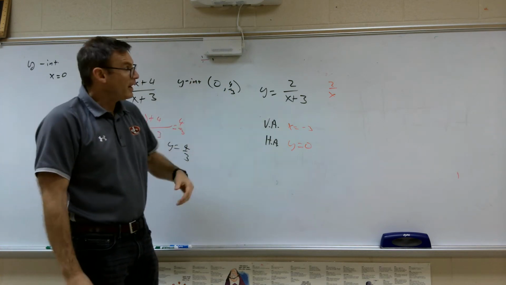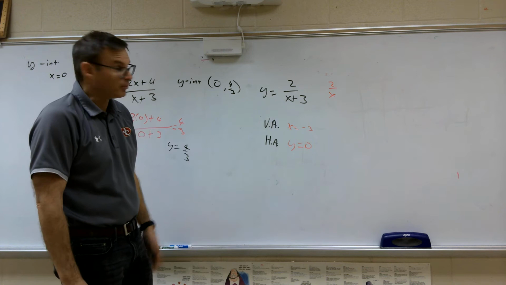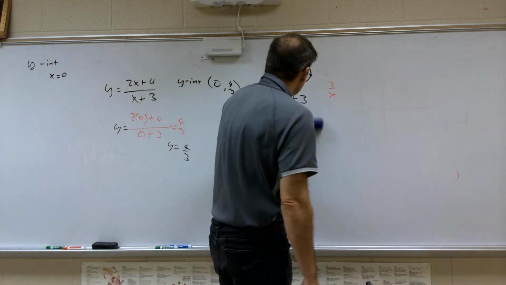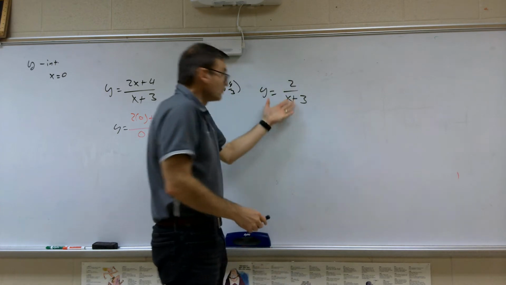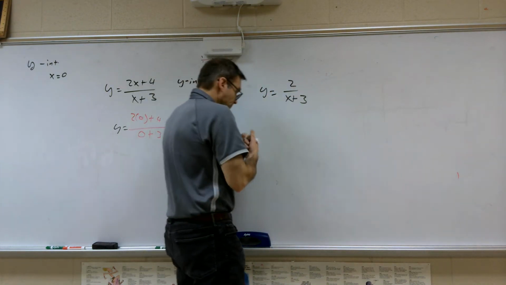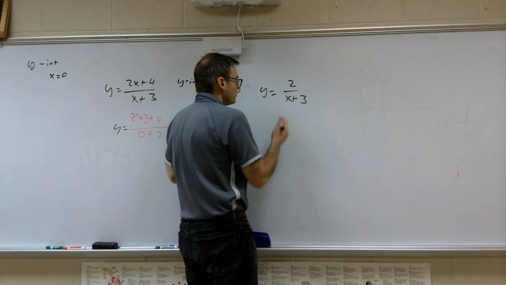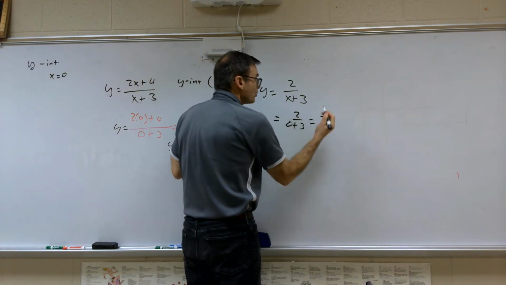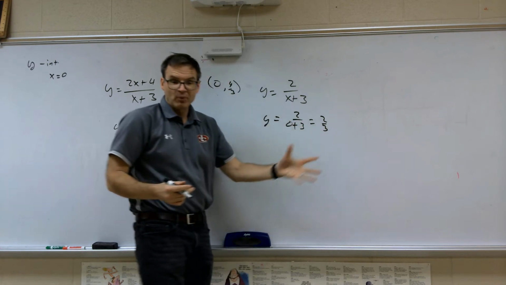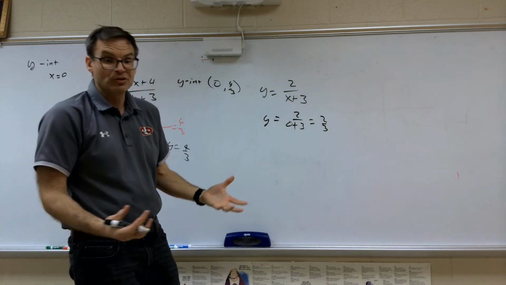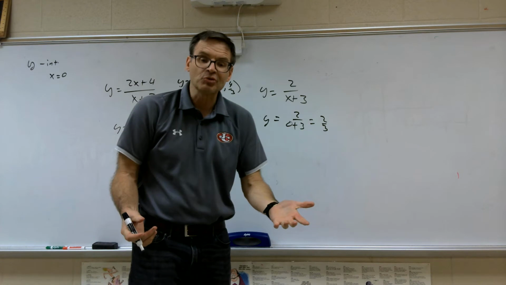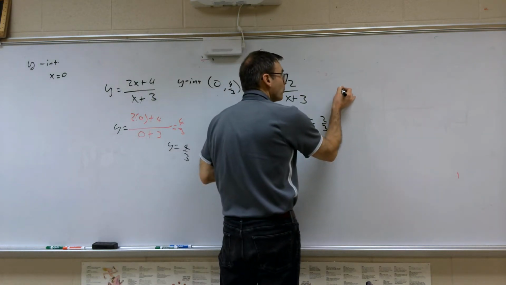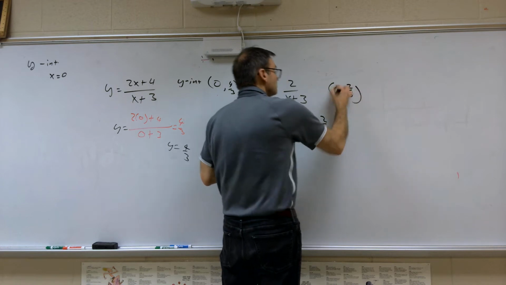Let's look at the next problem. For this one, if I want to find the y-intercept, I plug in x equals 0. That gives me 2 over 0 plus 3, which is 2/3. So I just found out my y-intercept is at 2/3, but I can't just say y equals 2/3. I have to give a coordinate, and that coordinate is going to be the point 0, 2/3.